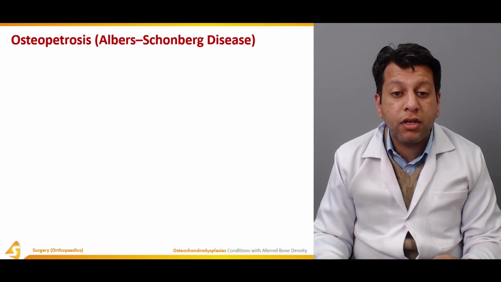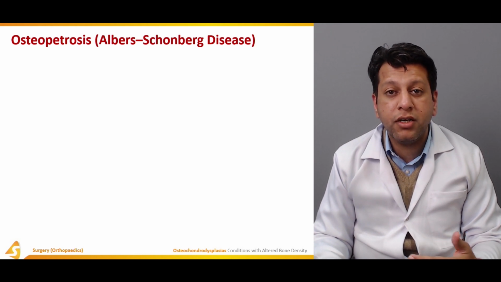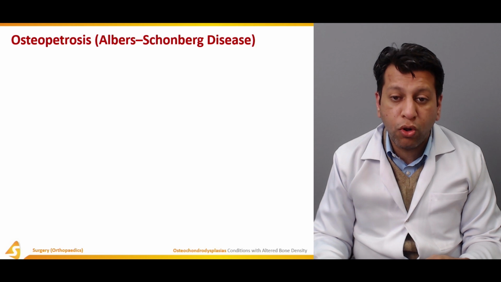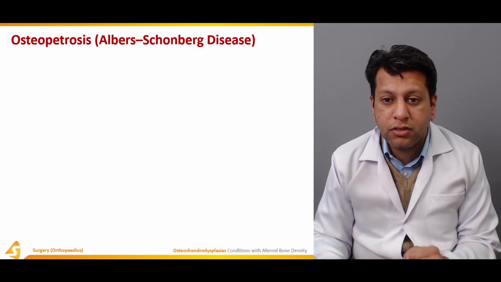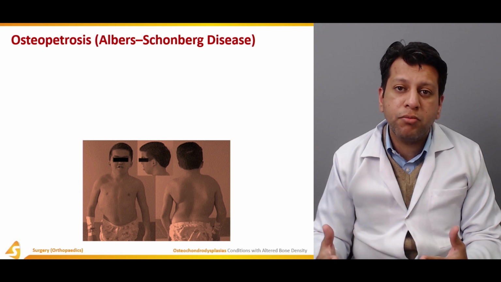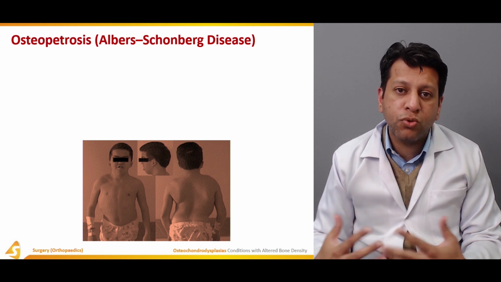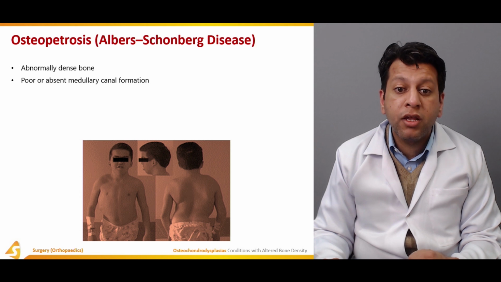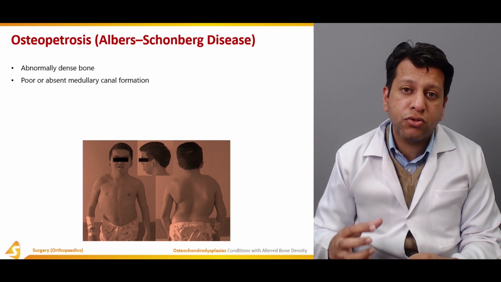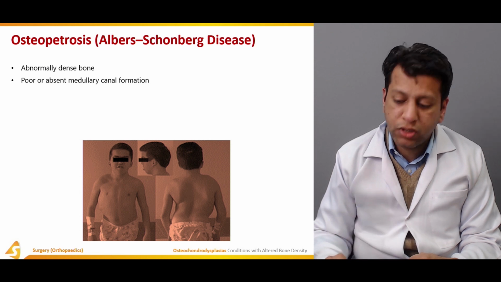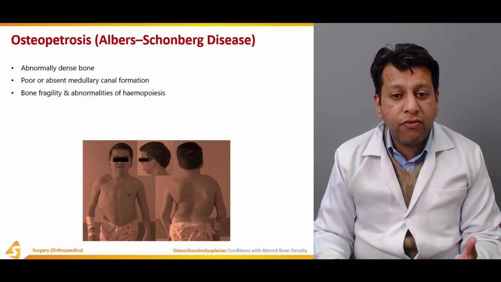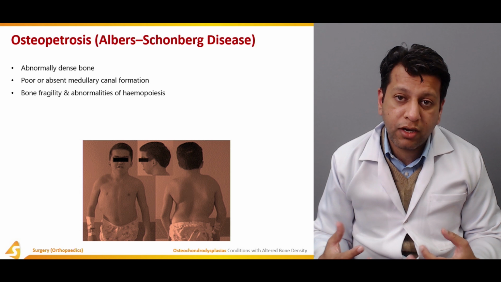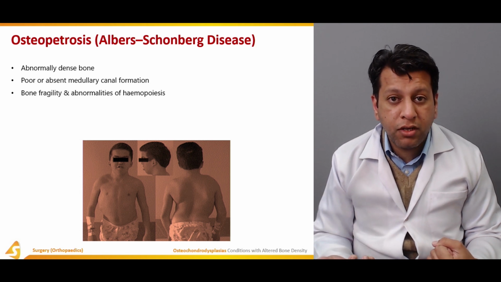Now we are coming to another disease of the same category, which affects the bone density, that is osteopetrosis, also called Albers-Schonberg disease. In this, the bones become so hard that they are almost as hard as marble. Abnormally dense bone, with poor or absent medullary canal formation, because so much cortex is there that the medullary canal is almost absent. Bone is still fragile. Although it's hard, the connective tissue is not affected. As a result, it can break very easily.